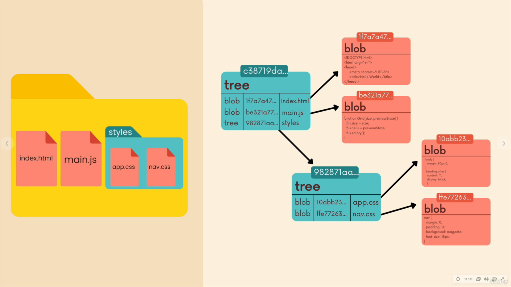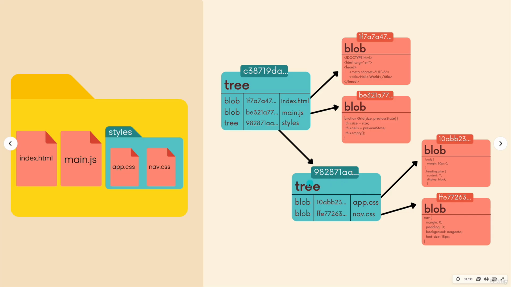It's a Git object, so this is stored in the objects directory. And we see there's a blob, 1F7A7 right here. That is hashed and stored, and it's called index.html. Here's the blob, and this is the tree that refers to it. Here's another blob, BE321, that matches this, and it's called main.js. It's a blob, so whatever is in that file is the contents of a file called main.js. And then we've got a tree, styles, so that's a directory, 98287. That's not the name, but that's the hash we see here.